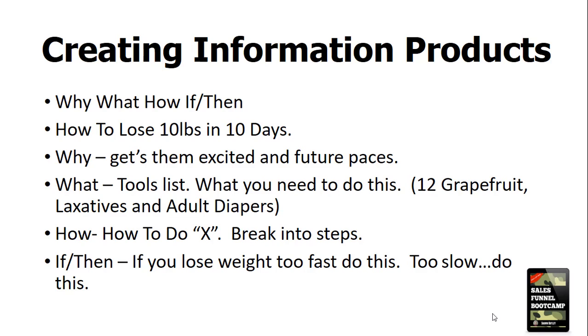So we're going to break this down because there's a lot to it, and I'm trying to keep this course tight and as lean as possible. We're going to do this in two sections, today and tomorrow. In this first one, I'm going to show you two ways that I create information products super, super fast. The first method I use is called the why, what, how, if, then method, right? Rolls off the tongue. I love it too.